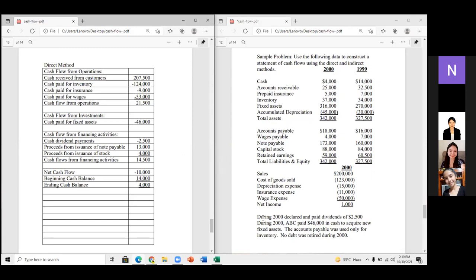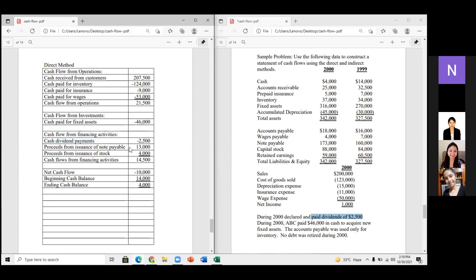So, kung mapapansin nyo, dito din sa problem, nagsabi siya kanina ng paid of dividends ng 2.5. So, yun yung ilalagay natin. So, yun yung nakalagay dito na cash dividend payments na 2.5. Siyempre, negative siya kasi nga paid. So, nagkaroon tayo ng cash outflows.